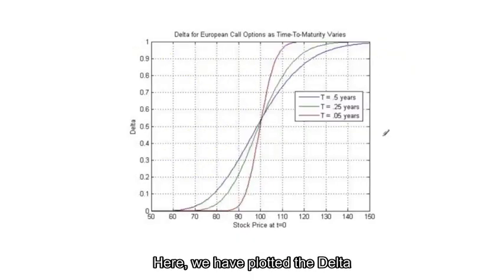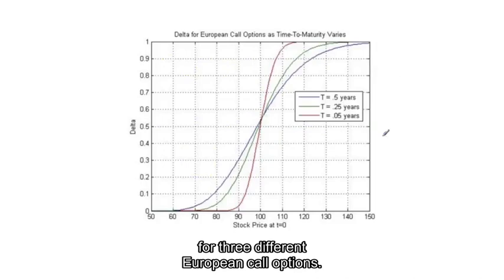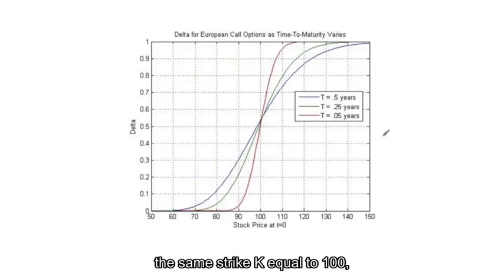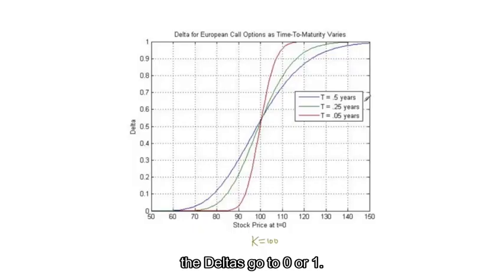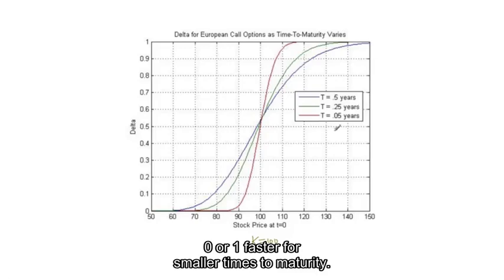Here we have plotted the delta for 3 different European call options. The 3 options all have the same strike, K equal to 100, but they have different times to maturity. T equals 0.05 years, so approximately 2.5 weeks. T equals 0.25 years, so approximately 3 months. And T equals 0.5 years, corresponding to a 6-month expiration. So we see here the deltas. Notice again, as on the previous slide, for S sufficiently large or small, the deltas go to 0 or 1. But notice that they go to 0 or 1 faster for smaller times to maturity.